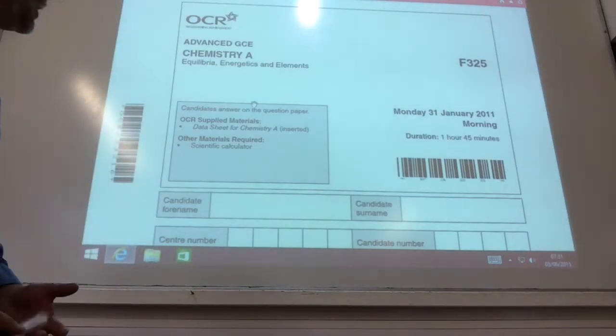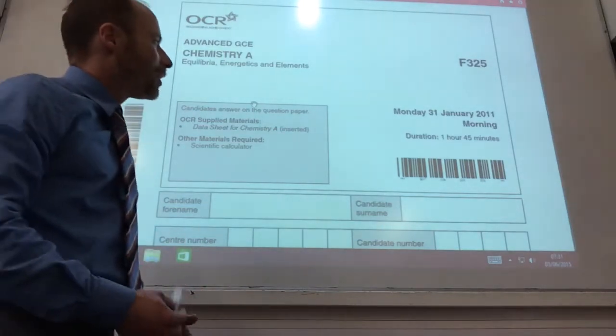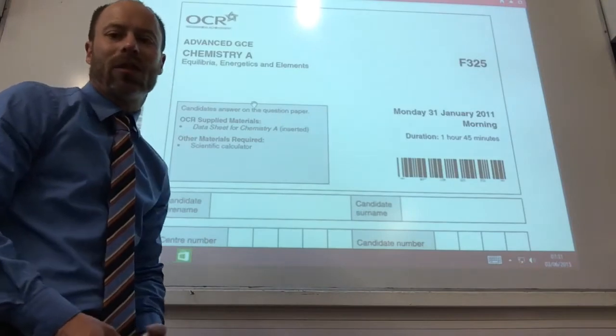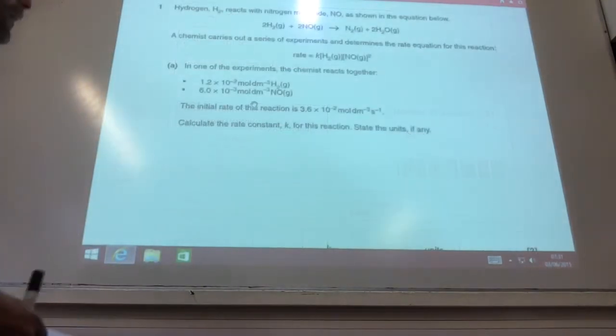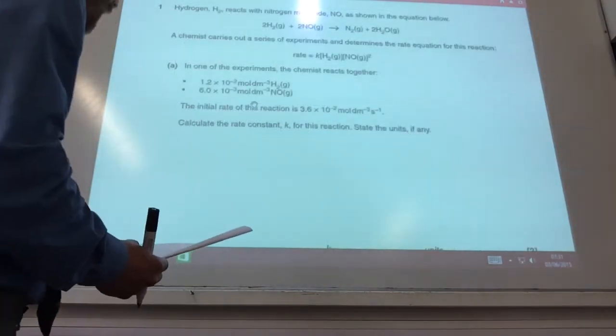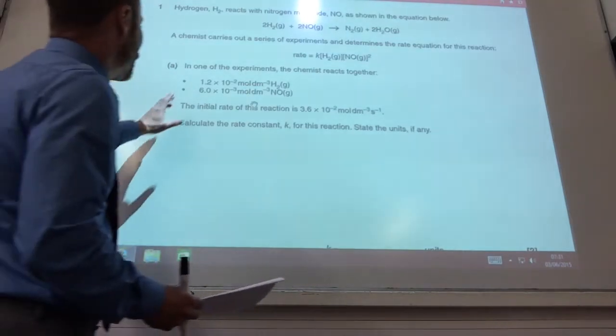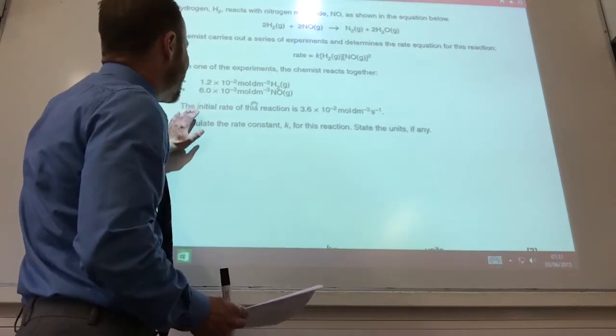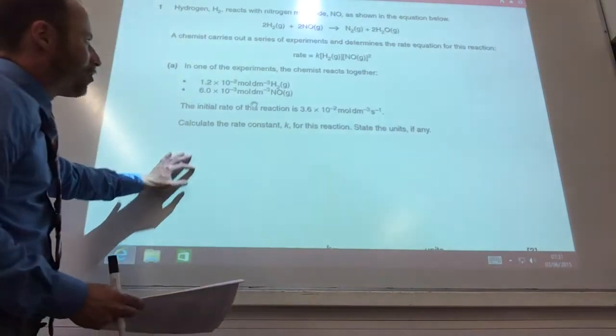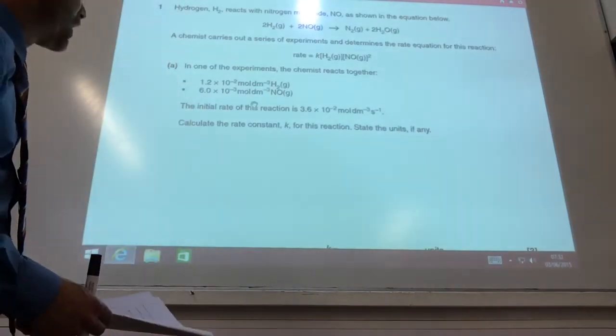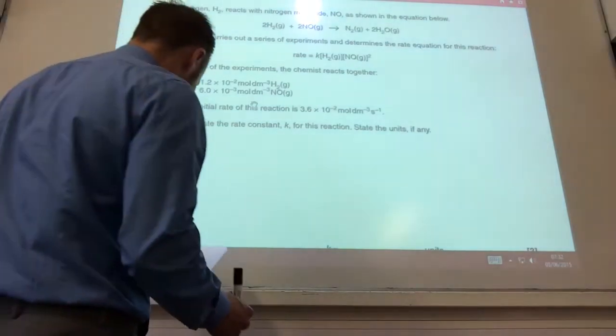Alright, today we're going to do Equilibria, energetics and elements from January 2011. We start off with a rate question, and it's actually given me the rate equation, the concentrations that react together and the initial rate, and it wants me to calculate the rate constant and the units. So this shouldn't be too difficult.